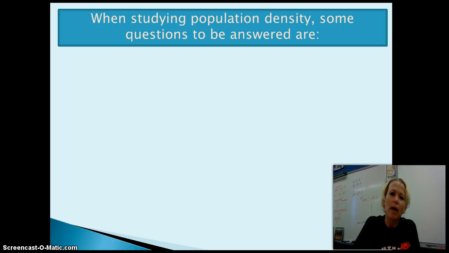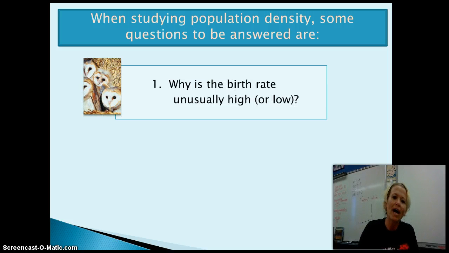So when we're studying population density, some of the questions that we feel we need to answer are, why is the birth rate unusually high or unusually low? So if we see a population just exploding, lots of babies being born, why is this happening? Not necessarily because it's a bad thing or because it's an awesome thing. It's very specific to that population. For some organisms, that would be great. And for other organisms, that would be terrible.